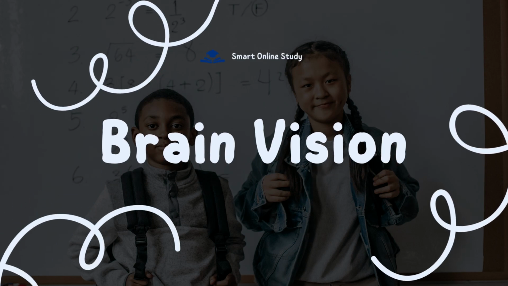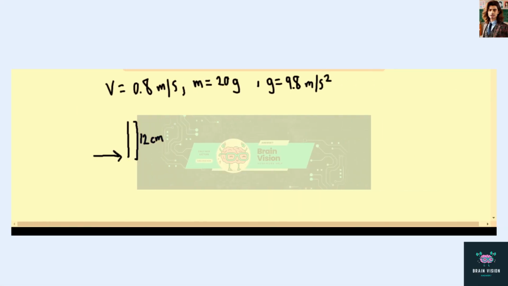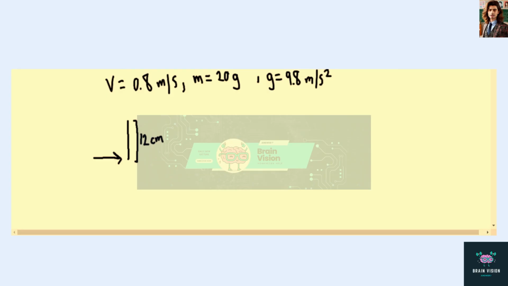Welcome to Brain Vision. For this problem, we're going to assume that the marble is moving inside the shoebox and that the walls of the shoebox are actually 12 centimeters high. And we actually need to take into consideration what kind of potential the marble would have to encounter in order to jump over a wall of the shoebox.